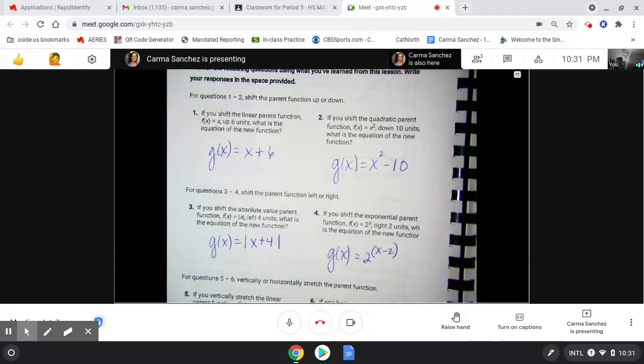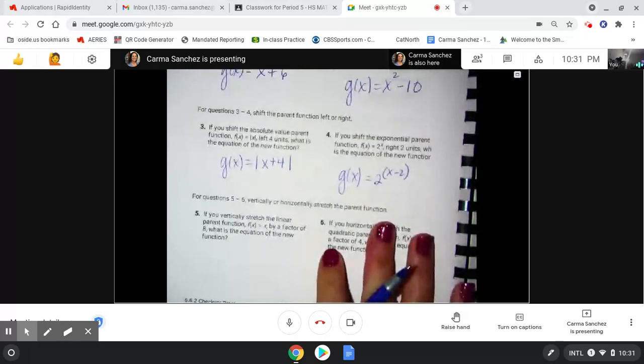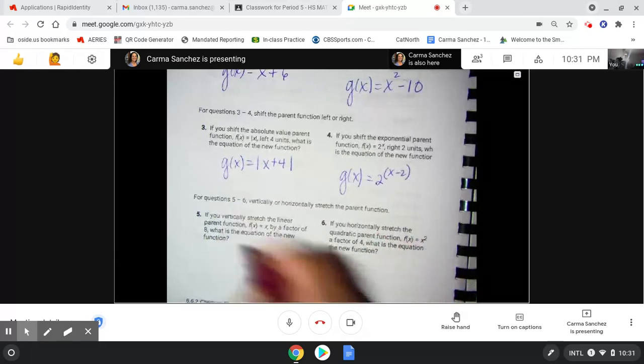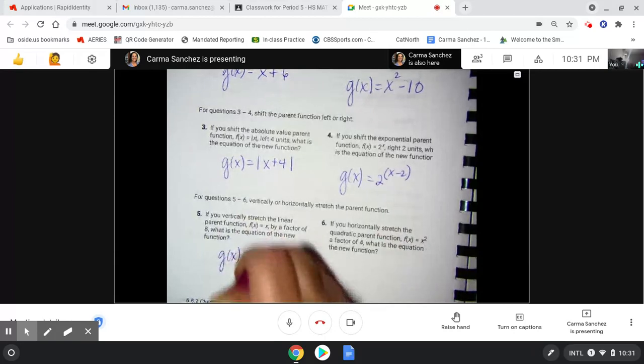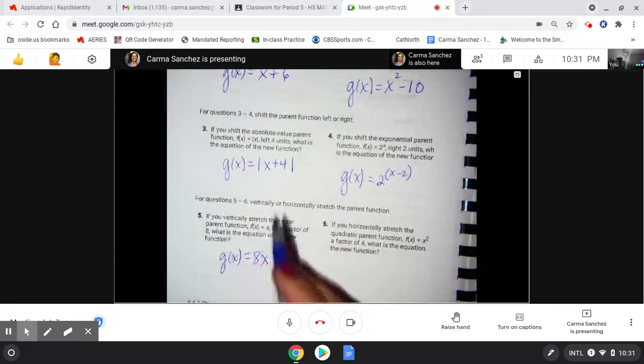For 5 and 6, we're now going to do vertical and horizontal stretches. So if you vertically stretch a linear function by a factor of 8, what would the new function be? So g of x is now 8 times the original. Vertical stretch is a nice 8 right in front.